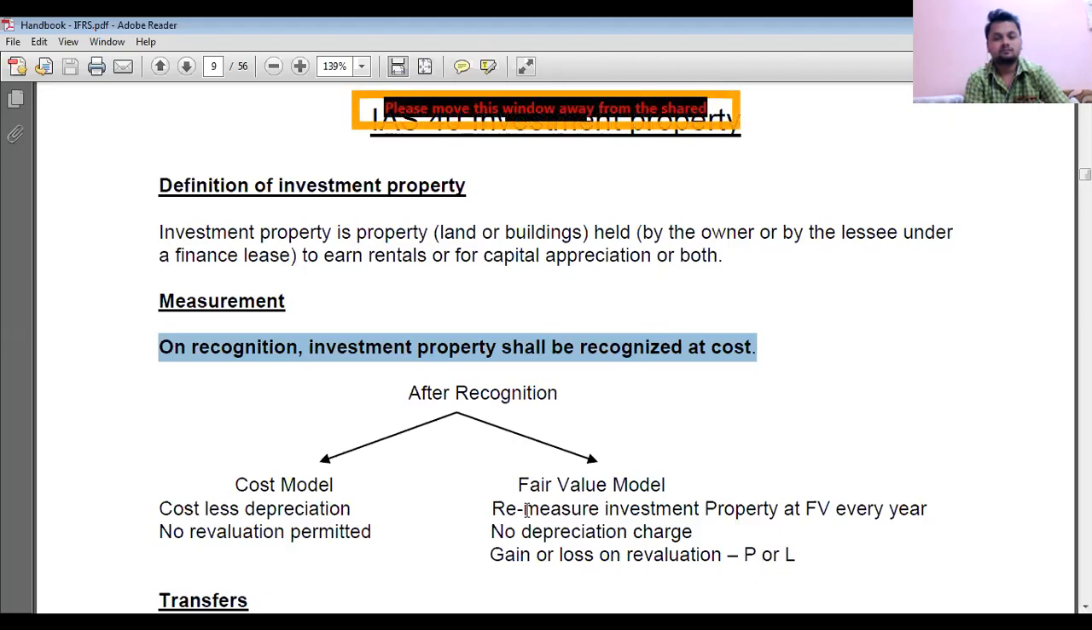Second option, the entity has the fair value model. So in case of the fair value model, what does the entity need to do? The entity needs to remeasure the investment property at fair value every year. No depreciation is provided in the statement of profit or loss, and any gain or loss on revaluation is charged to profit or loss.